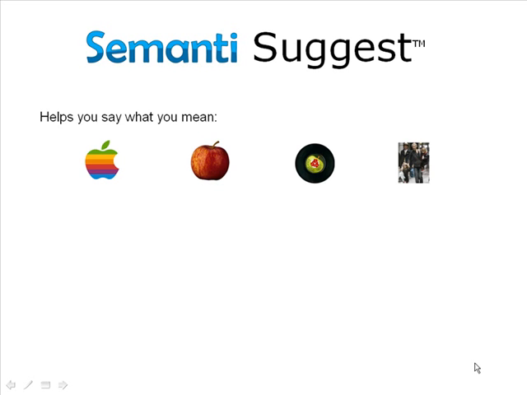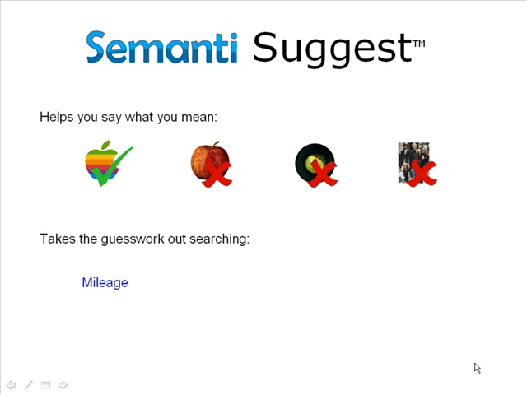Now that's important for two main reasons. First of all, it allows Semanti to return results that only match the definition you intended. So if I'm searching for pages about Apple Computer Inc., I won't get pages about fruit, record labels, or Gwyneth Paltrow's child.